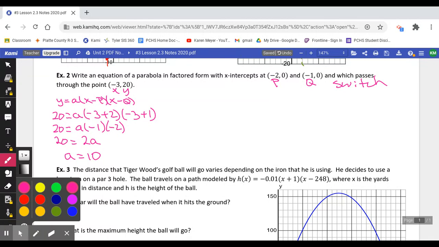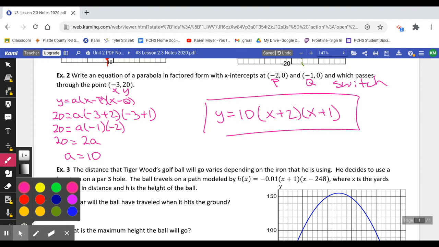So now in your final answer, you plug in A, P, and Q. So y equals A, which is 10, parentheses x. Remember to switch the sign for P again. So plus 2, x, switch the sign for Q, plus 1. And you're done.